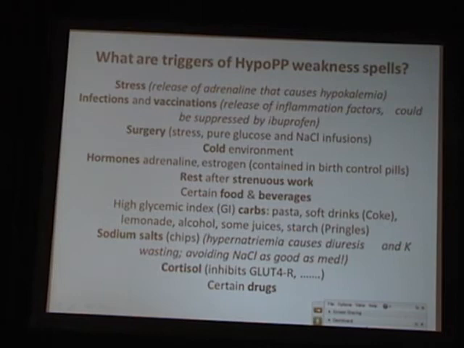You know better than I know, one of the triggers of weakness spells in hypo-PP is, of course, stress. Infection should be avoided. Vaccination may lead to a release of inflammatory factors, and they can be counteracted, suppressed by non-steroidal anti-inflammatory drugs. We have talked about surgery, cold environments, and hormones that trigger hypo-PP. You all know better than I know the beverages and the food that can trigger weakness spells, and we all know that sodium salt should be avoided.